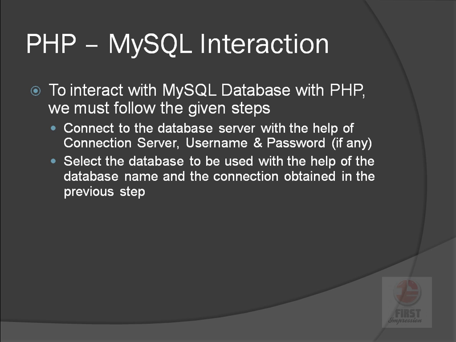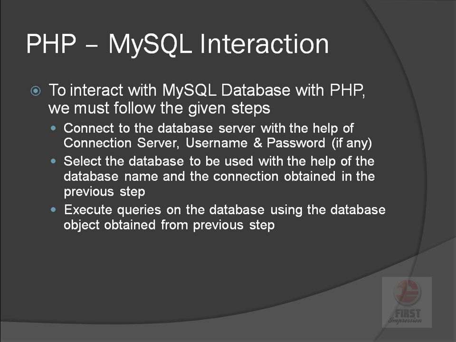Then once you are inside the MySQL database, you have to select the database that you want to use, with the help of the database name. One MySQL server can contain n number of databases. Out of these n databases, you have to pass the name of the database you want to the connection server. Then you can execute the queries on that database with the help of the connection from the previous step. So you first got the connection, you selected the database, and now you are executing queries on this database.